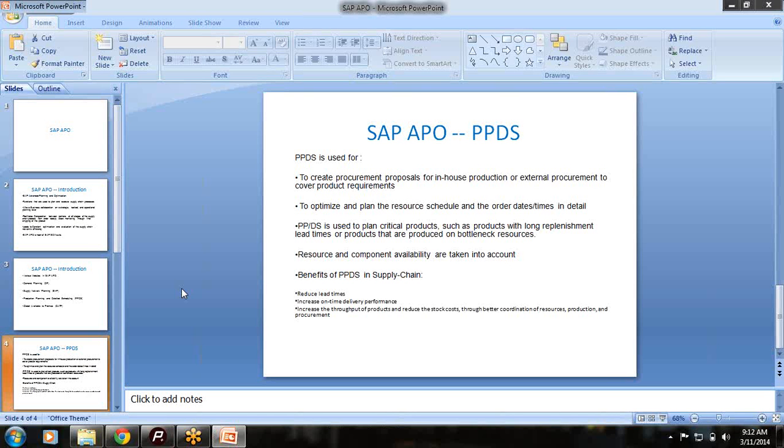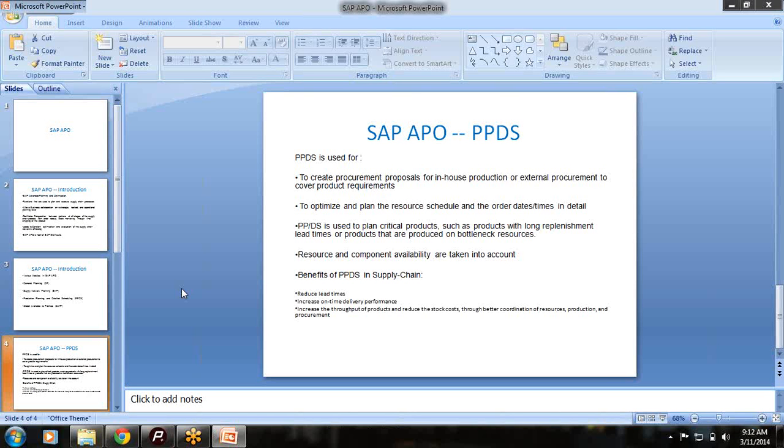Okay, and PPDS is typically used to plan the critical products. Critical products means those which have got long replenishment lead times. When we say long replenishment lead times, it means it takes us some time to replenish the stock of those products. Okay, or to do the planning on bottleneck resources. Bottleneck resources are those resources where the capacity is limited.